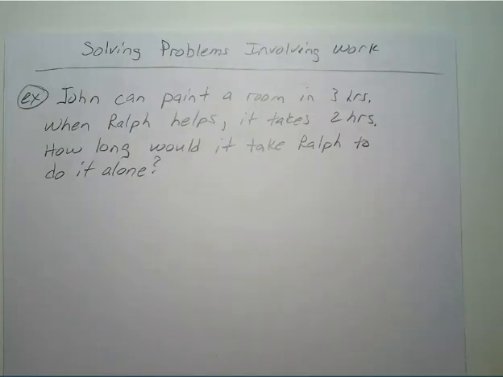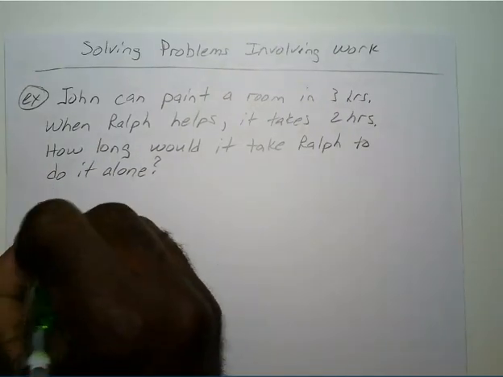Okay, so for our first example, let's say that John can paint a room in 3 hours. When Ralph helps, it takes 2 hours. How long would it take Ralph to do it alone? Alright, so this is how we're going to set that one up.